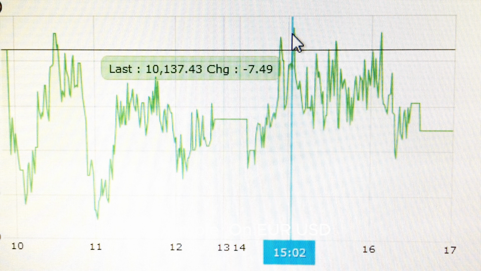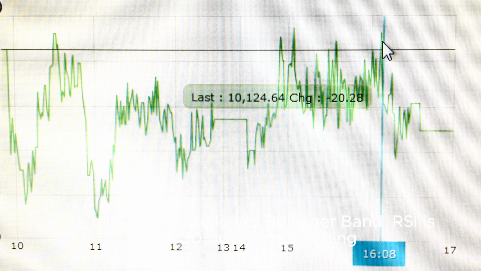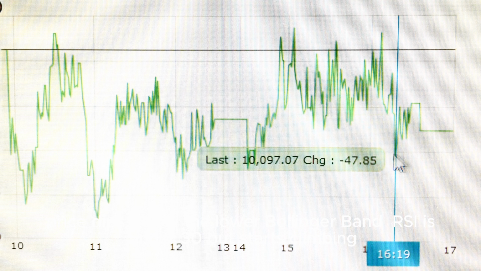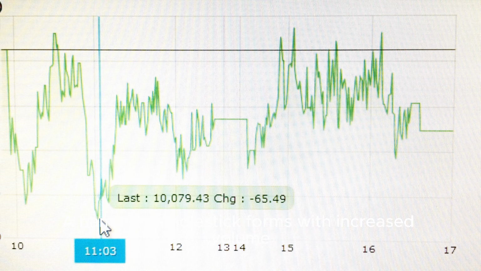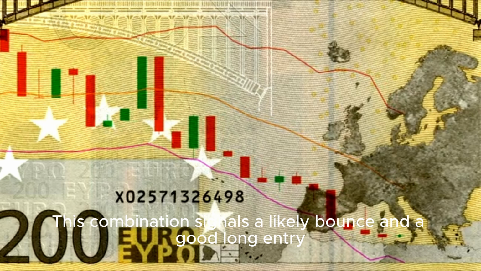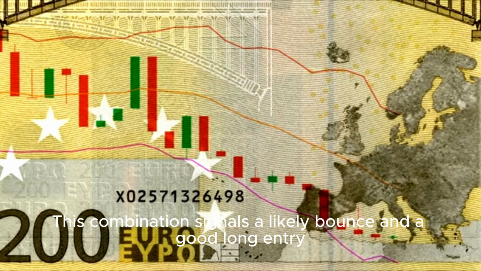Example, on your USD 10R chart. Price dips below the lower Bollinger Band, RSI is under 30 but starts climbing, a hammer candlestick forms with increased volume. This combination signals a likely bounce and a good long entry.